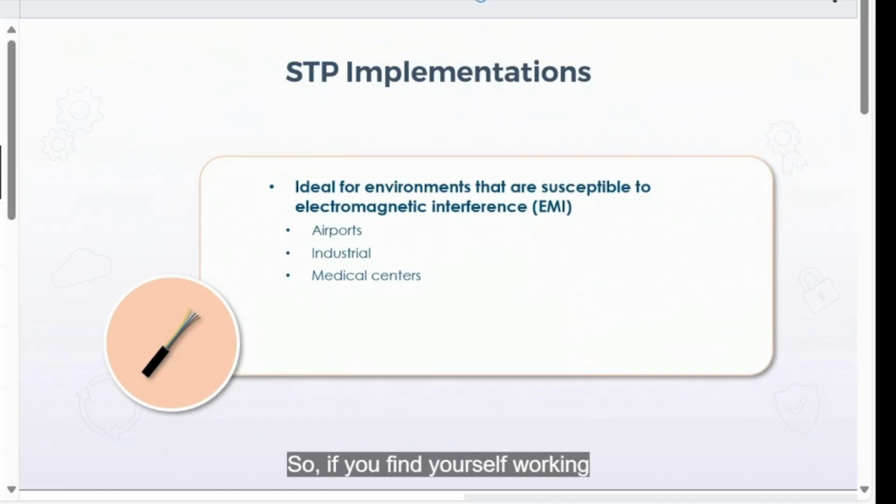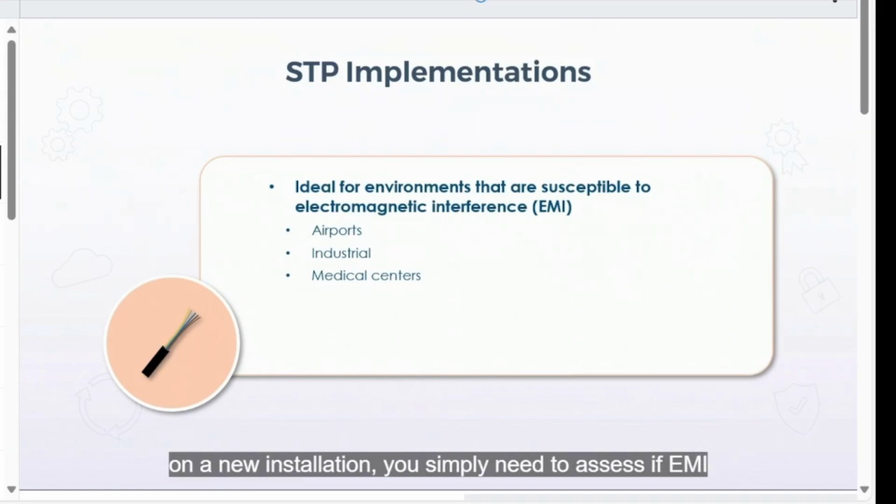So if you find yourself working on a new installation, you simply need to assess if EMI is going to be a potential issue. And if so, put in the extra time and money to implement shielded cabling, because it will cost far more if you put in unshielded, then find that it needs to be replaced further down the road.